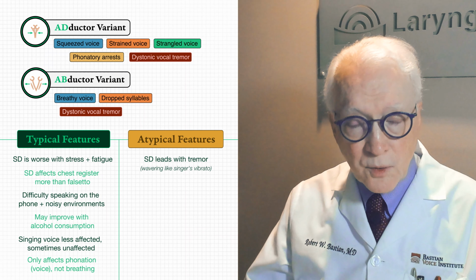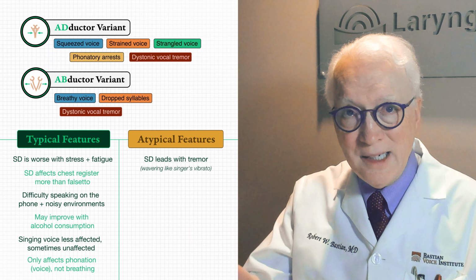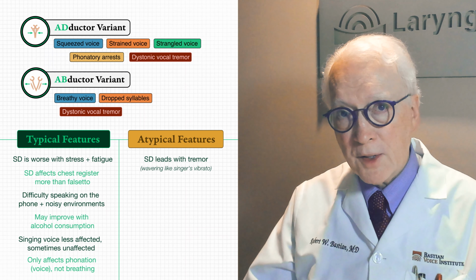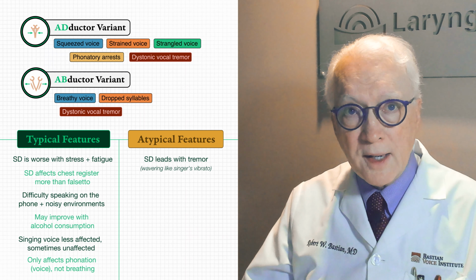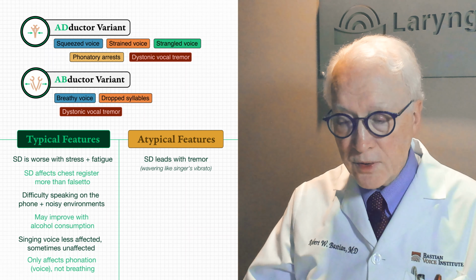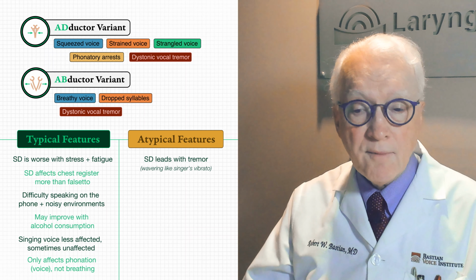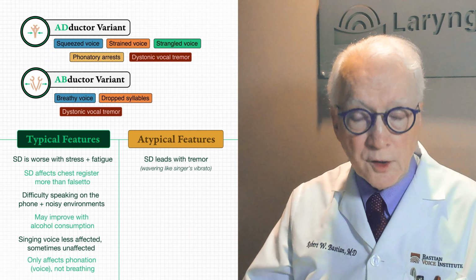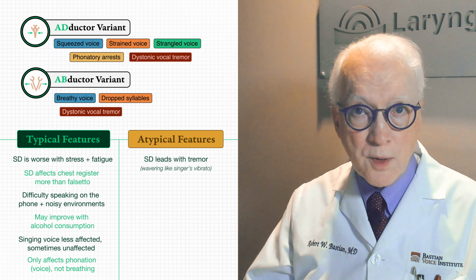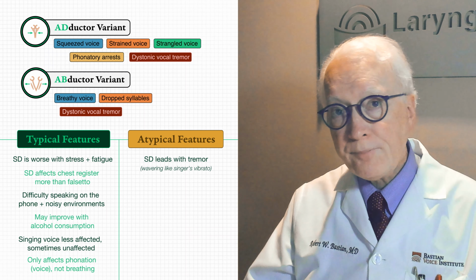So the risk when you're dealing with atypical spasmodic dysphonia, meaning a leading-with-tremor variant, is that you overlook the intermittent spasm, the strain, or the whispers, leading to a misdiagnosis. You say this person has a central tremor, when actually they have spasmodic dysphonia with an overwhelming tremor component. That distinction is critical to make.